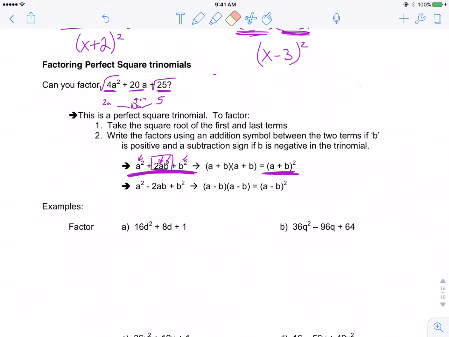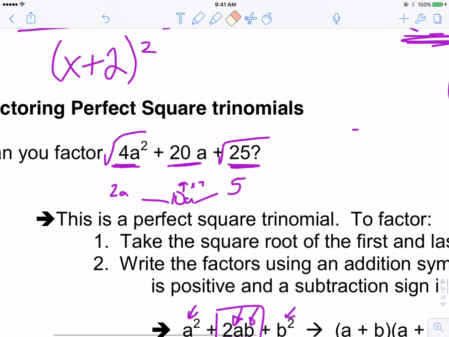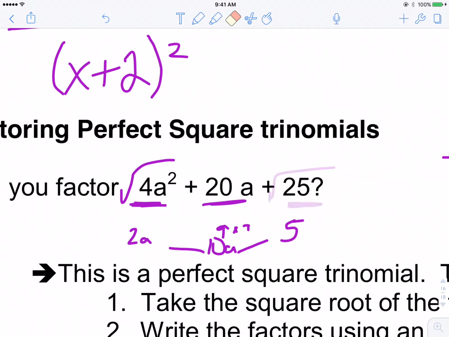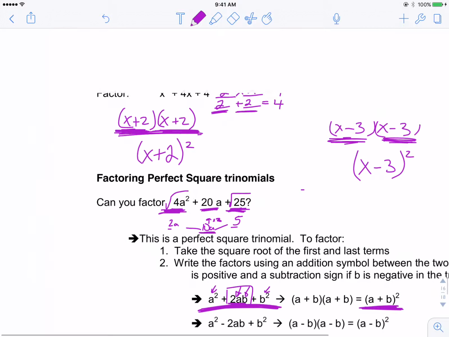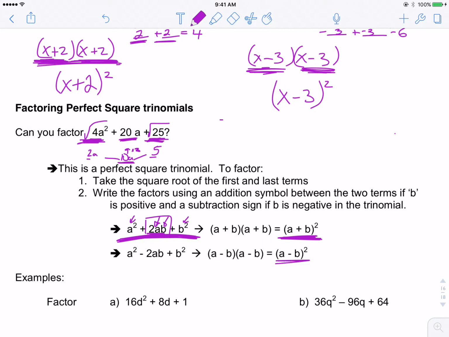Remember, you're looking for what? Perfect square of the last term. Perfect square of the first term. Take those two, multiply them together. 2a times 5 gives me 10a. Multiply it by 2 to see if you get that middle term. If you get that middle term, then you're going to have one of these two forms of factored forms for this polynomial. Okay? So I'll pick those examples up in the next video.